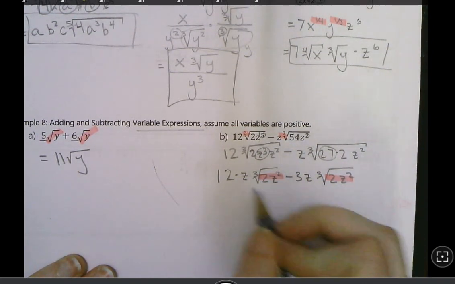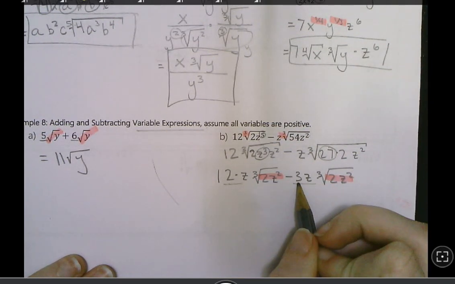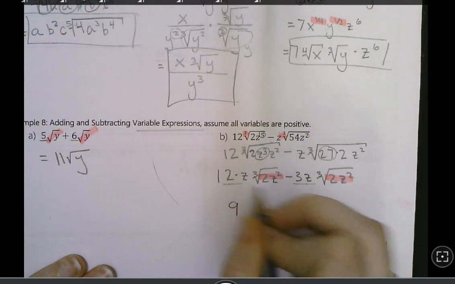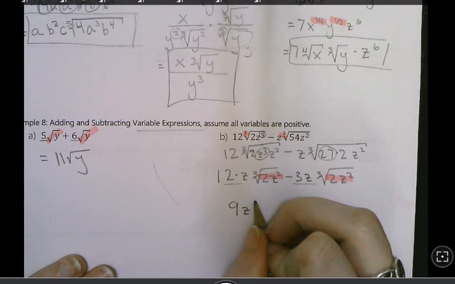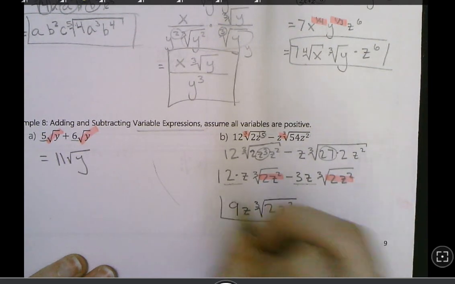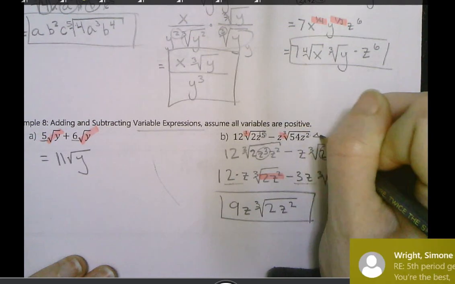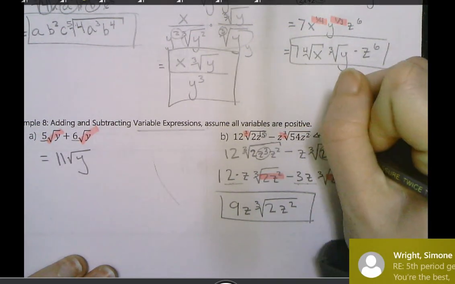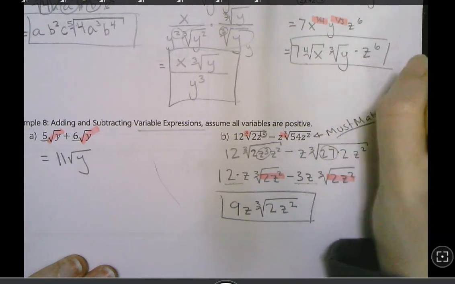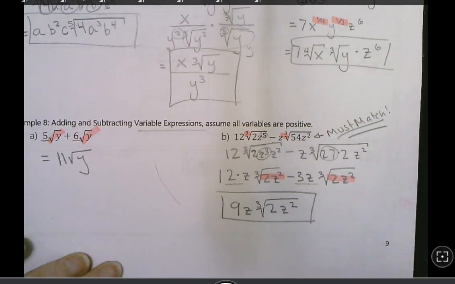What I'm going to do now is add what I see in the front here. Well, I have 12z's and I have a minus 3z, so I'm going to subtract these two. 12 minus 3 is a 9, and they both have z, so z goes here. Our cubic root of a 2z squared. So there's a lot of steps here. The biggest thing is making sure you get that underneath the radical to match. Do not forget that. If they don't match, you can't add or subtract these from each other.